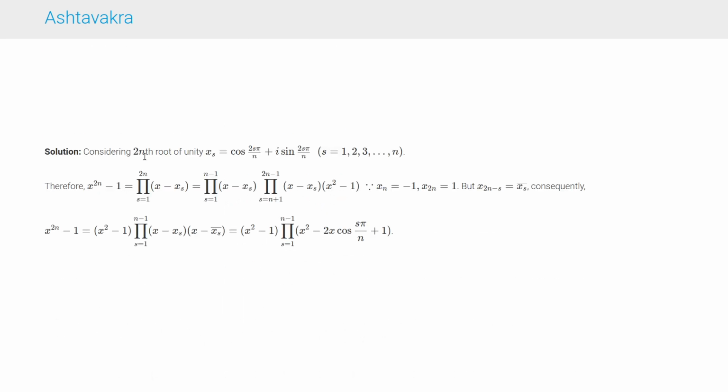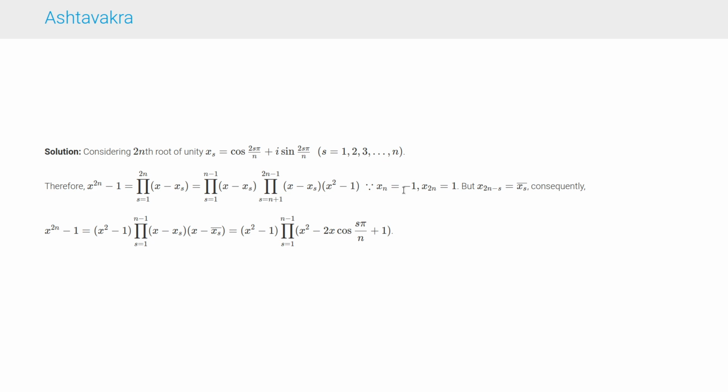So we consider the 2nth root of unity, xs is equal to cos 2s pi by n plus i sin 2s pi by n, where s is equal to 1 to n. Therefore, x to the power 2n minus 1 is equal to the product from s is equal to 1 to 2n of x minus xs. So we can write this as the product from s is equal to 1 to n minus 1 of x minus xs, times the product from s is equal to n plus 1 to 2n minus 1 of x minus xs, into x square minus 1.